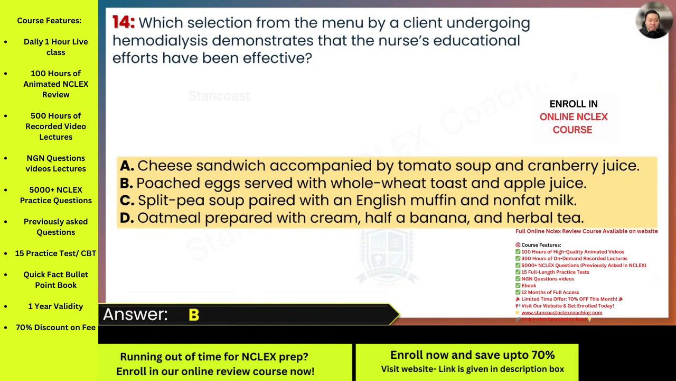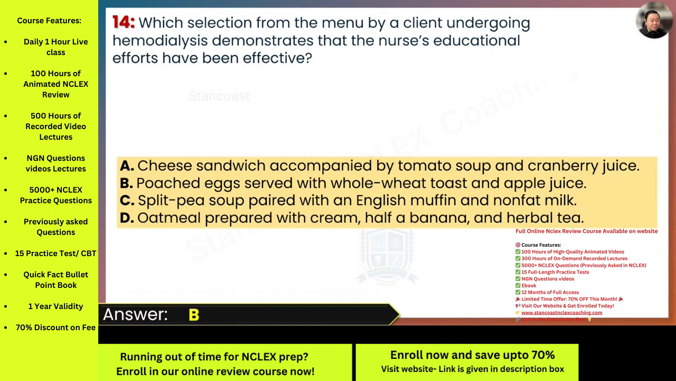Now, what about letter A? Cheese sandwich accompanied by tomato soup and cranberry juice. Be mindful here that cheese is loaded with sodium. It also has phosphate. And this should be eliminated in dialysis patients due to their chances of fluid retention and also their bone disease. And the tomato soup in option A is also high in potassium, which can lead to hyperkalemia, and this can cause heart rhythm disturbances as well if not regulated.